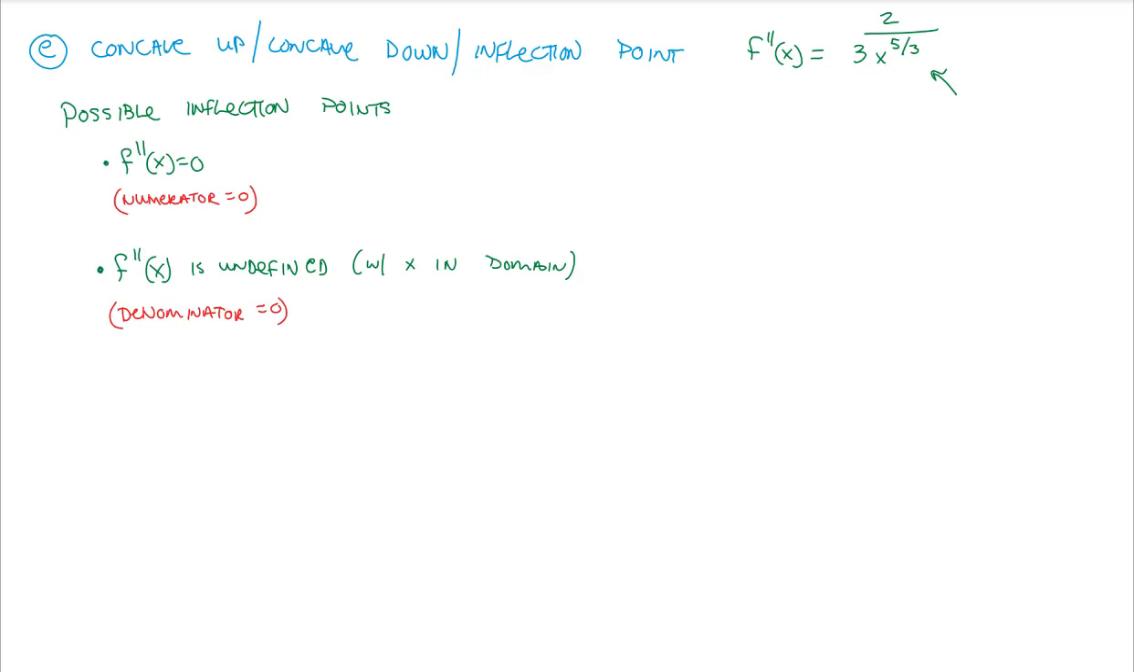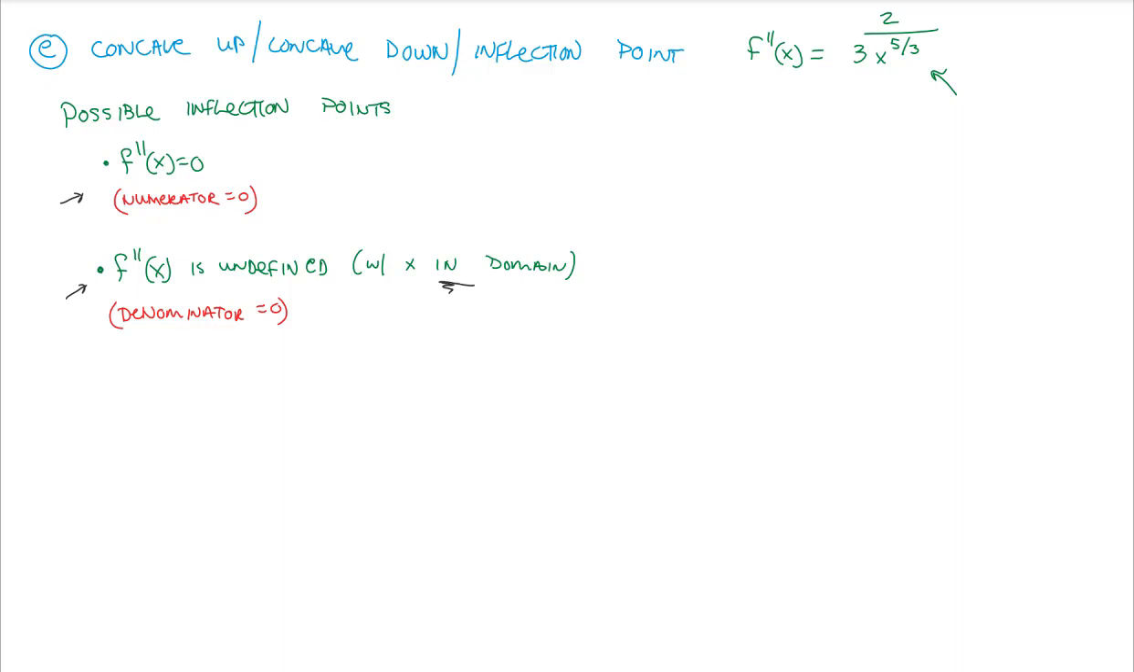So as with the first derivative, we're going to find our possible inflection points by figuring out where the numerator is equal to 0 to determine where f double prime of x is equal to 0, or we're going to figure out where the denominator is equal to 0 to figure out where f double prime of x is undefined. And we're only going to include these points if they're in the domain. So we're not going to include our vertical asymptotes, although we would put our vertical asymptotes as cut points on our number line when we're trying to determine the intervals of concave up and concave down.